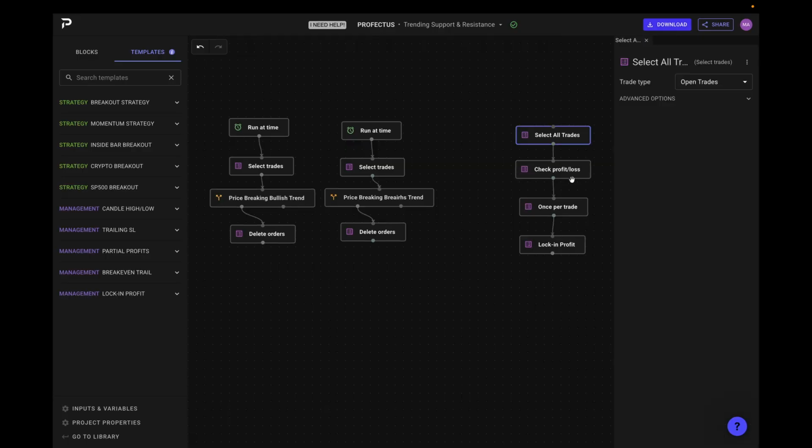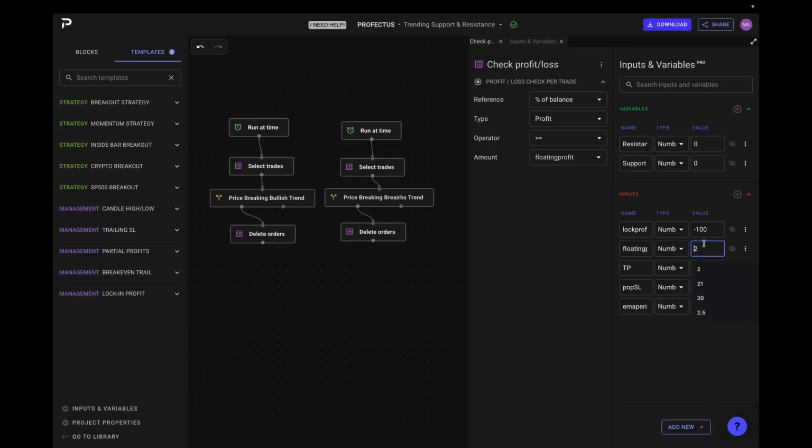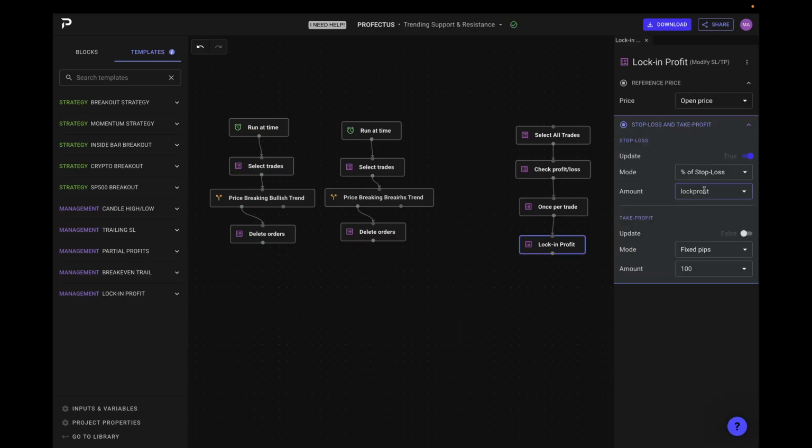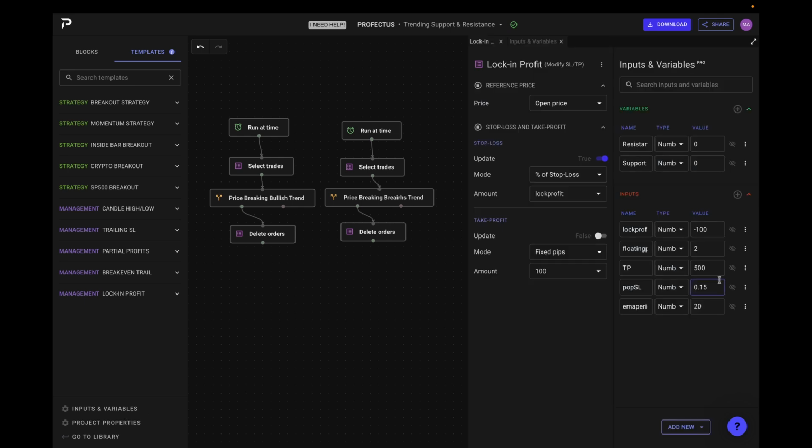Lastly, select all trades, check profit. We check if we are floating X amount of profit. Again, it is an input, so in settings, it's 2%. So if we float 2% in profit once per trade, I want to lock in my profit. I want to lock in -100 is the setting, I think. Yeah, -100, and that means our stop loss mirrored to positive is -100, so 1R.